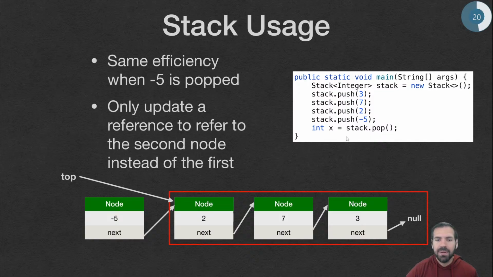When we want to pop, we're going to update top to a reference to the second node in the list and return -5, so x will get -5. And then this node will be garbage collected. We no longer have a reference to it. It's going to be deleted. Well, it is deleted, but it's going to be garbage collected.